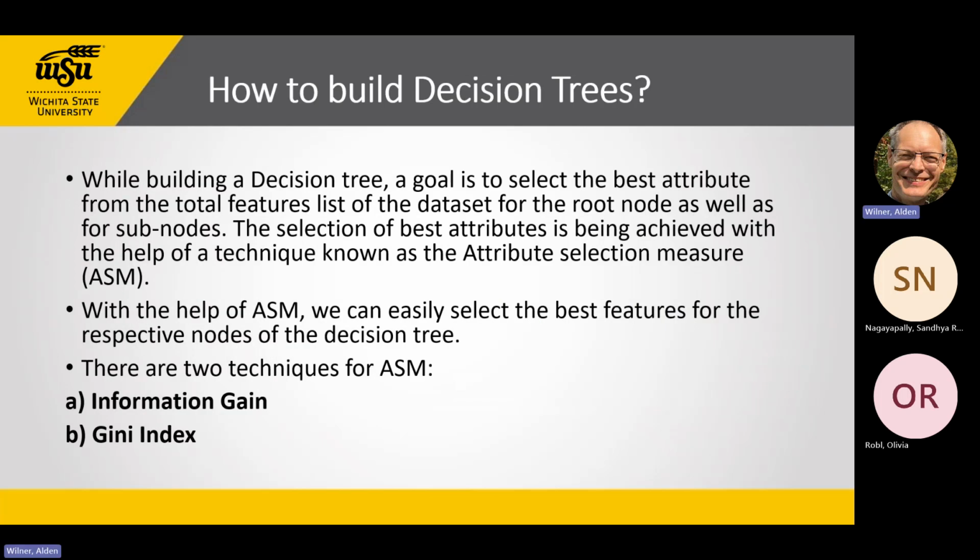So what we want to do in our decision tree is find, at each level of the decision tree, the best attribute to pick for our split, right? So we need to have some sort of a metric. Always important to have a metric, right? And we'll use the attribute selection measure. We can then easily select the best features based on our ASM. There are 2 techniques for ASM. There's one called information gain, and the other is called the Gini index.